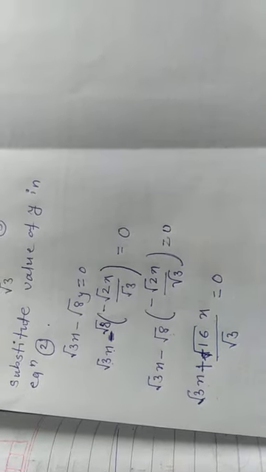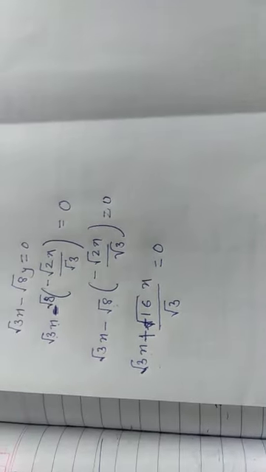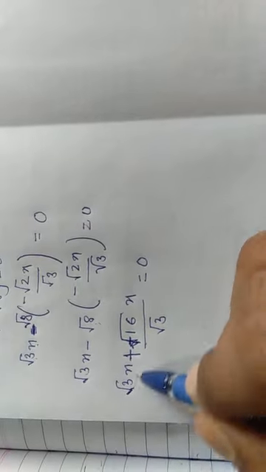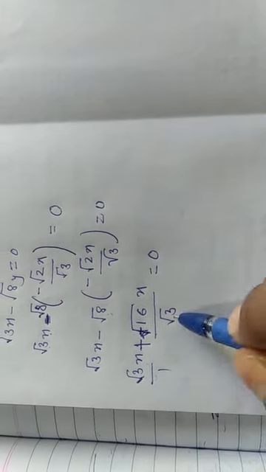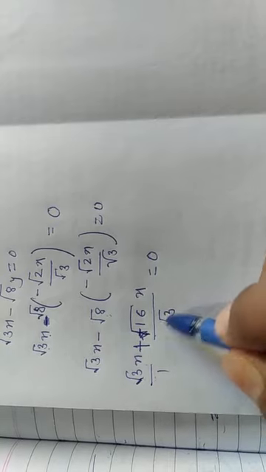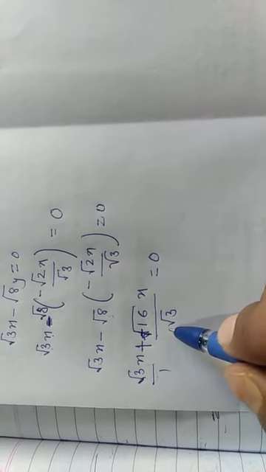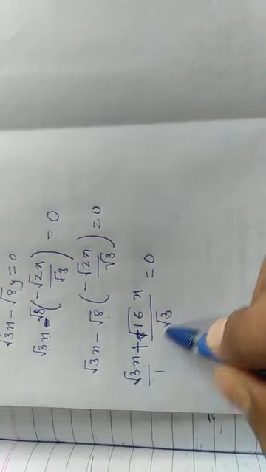Now we'll do cross multiplication here. Cross multiplication means that in the denominator of root 3, 1 is there. So here we can multiply by cross. If we do the cross multiplication, root 3 into root 3, we get 3.